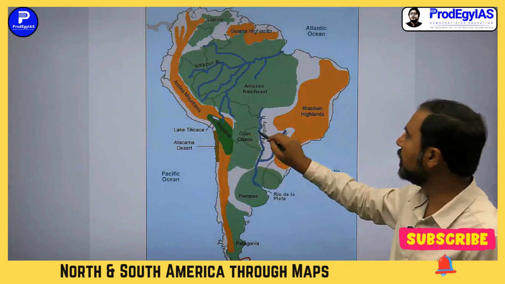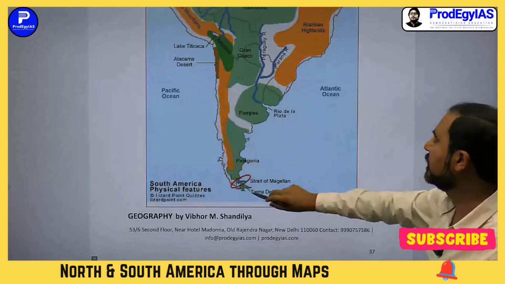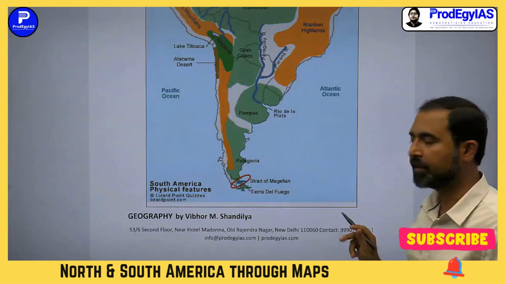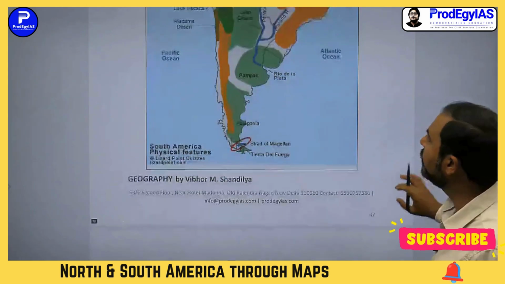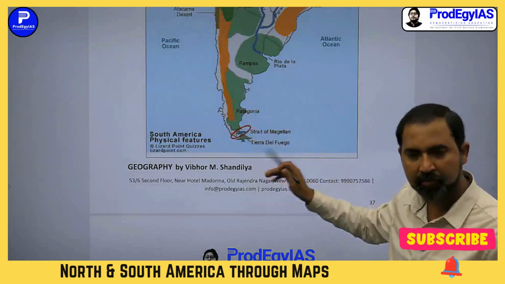Then this is the land of Gran Chaco. This is Rio de la Plata estuary. This is Tierra del Fuego, and this strait is called Strait of Magellan. Magellan Strait. Magellan Strait ही Tierra del Fuego को एक तरीके से बाकी के mainland से it separates it.